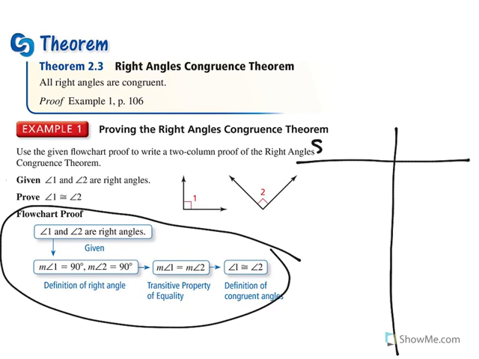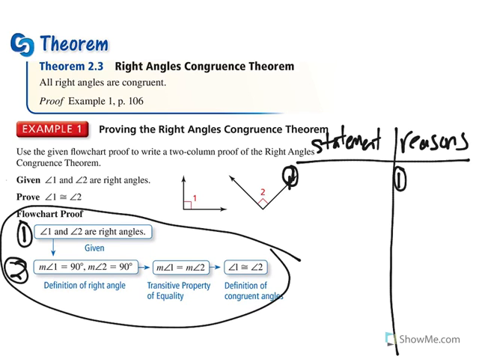So if I start with my statements on the left and my reasons on the right, I'm going to use this flowchart proof to just fill it in basically. Okay, so we know we start with our given. You look at this first step in our flowchart. That's going to be our first step in our statements and reasons. So if I have a 1 and a 1 for my statements and my reasons, then the second step is going to be my 2. This will be my 3, and this will be my 4. I'm basically just putting it into this flowchart, just showing how they are related.